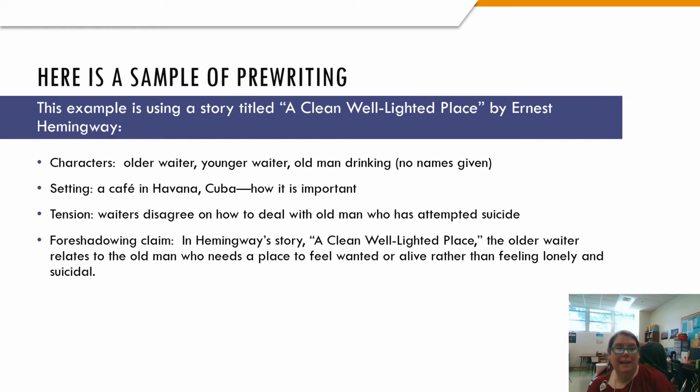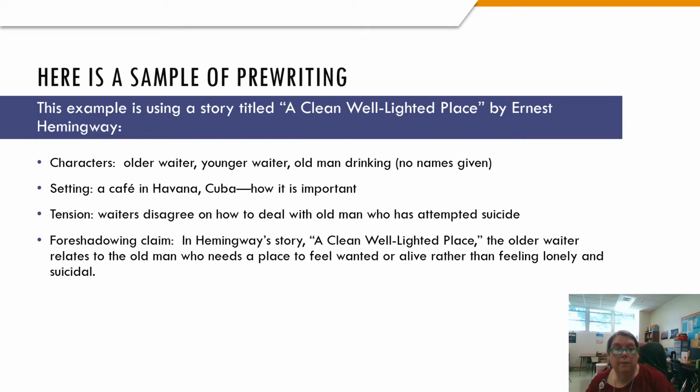Anyway, the setting, well, where is it taking place? Is the time, the place important? In this case, it's a very important piece of the story. Tension. Tension is what we often call the conflict. What is going on between the characters? Stories are pretty boring if it just tells you, well, this character did this and lived happily ever after. We like to see a little conflict, a little interaction between different characters.